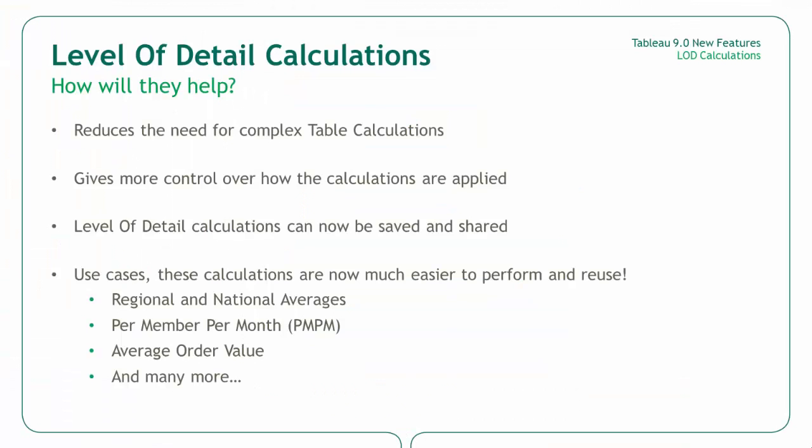So in conclusion, the new level of detail calculations reduce the need for complex table calculations. They give you more control over how the calculations are applied, and the level of detail calculations can be saved and shared with your colleagues. There are lots of use cases for these calculations, which we are now able to share and reuse. So regional and national averages, like we looked at in this video, per member per month calculations, and average order values, amongst many more.